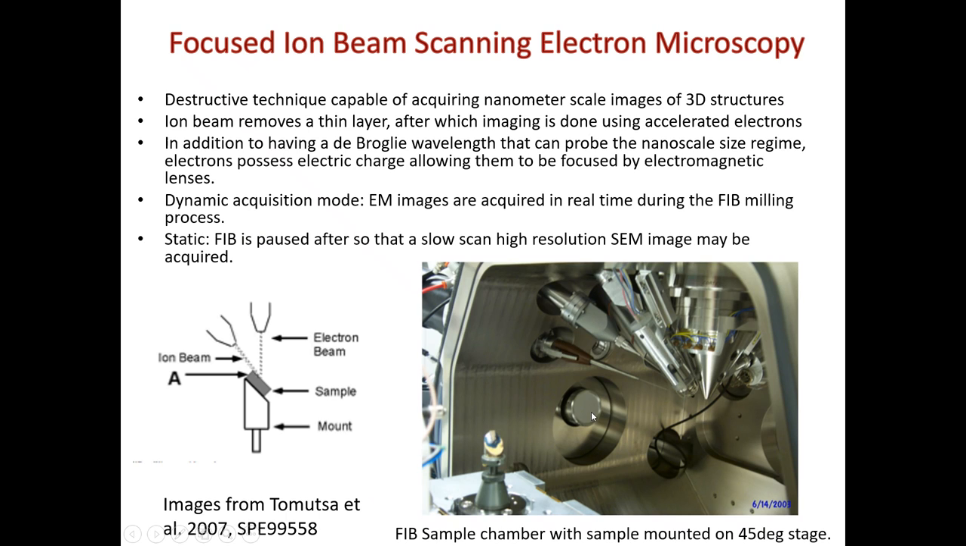It's a little hard to see over here, but basically you have a mount where you put your sample, and this ion beam is polishing, and then you shoot electrons, and image what scatters, and keep going.